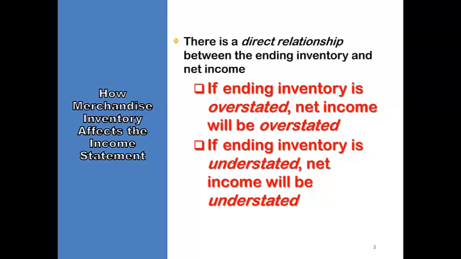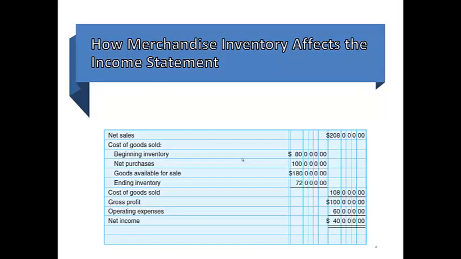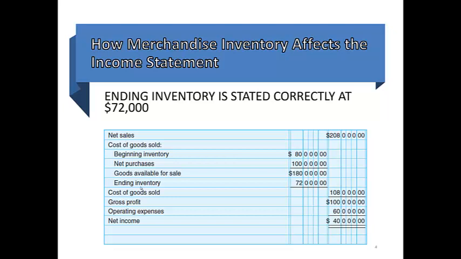There's a direct relationship between ending inventory and net income. So what that means is if ending inventory is overstated, then net income is going to be overstated as well. If ending inventory is understated, then net income is also going to be understated. To prove that relationship, let's take a look at the cost of goods sold and resulting net income calculation.